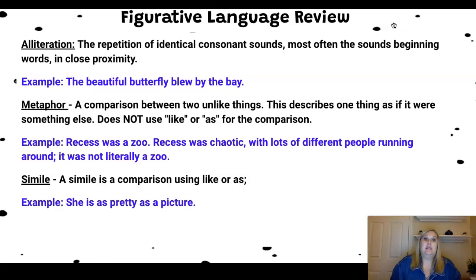On the other hand, a simile is the same thing. It compares two unlike things, but it does use like or as. So here's an example. She is as pretty as a picture. We see it's comparing her to a picture, and it's using as. So if it uses like or as, it's a simile.